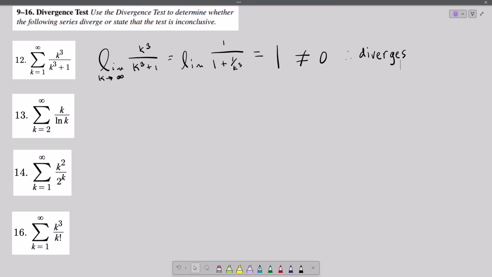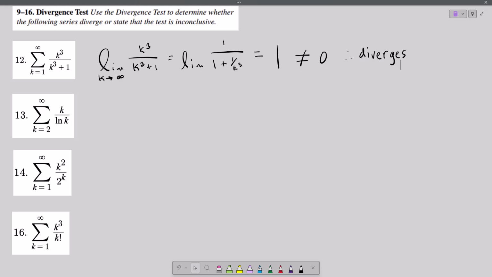So here, the divergence test is inconclusive because the limit of 1 over k as k goes to infinity here is 0. So therefore, the divergence test is inconclusive. And if the limit is 0, you might have convergence. We have to do some other testing. But if the limit is not 0, you definitely have divergence. So that's what we're sort of looking at right here. The limit's not 0, so we definitely have divergence.